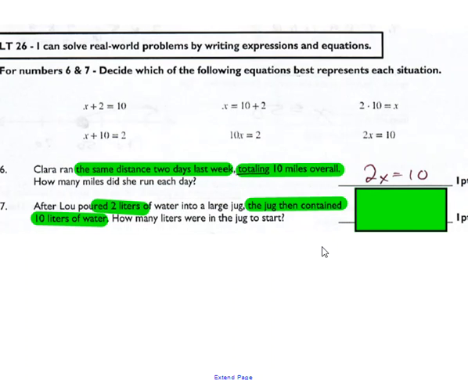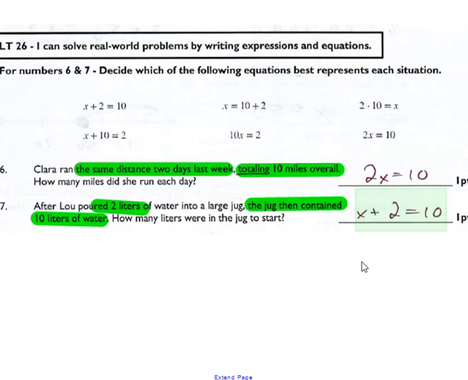In number 7, after Lou poured 2 liters of water into a large jug, the jug then contained 10 liters of water. So after he pours 2 liters in, there's 10 liters in there then. So there was something in it before. That's what you had to kind of realize. There was something in it. He added 2 more liters. He ended up with 10.